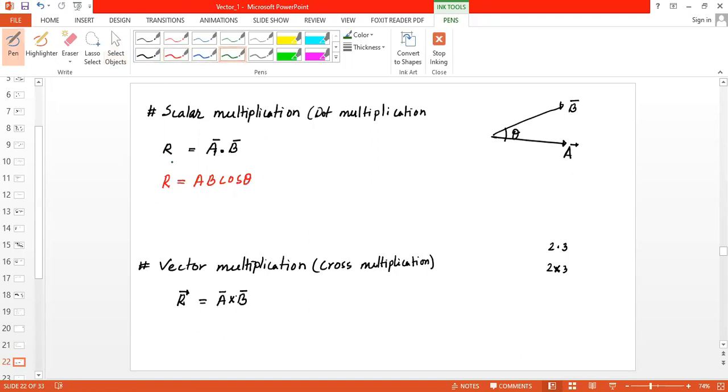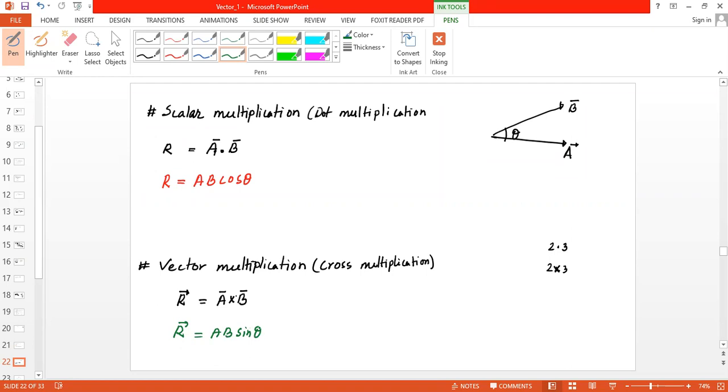But for cross multiplication, the product would be AB sine theta. That's the product of the magnitudes of the two vectors times the sine of the angle between them. But here, is the right-hand side a vector quantity or not? It is not a vector, because this is a scalar. A is a scalar quantity, B is a scalar quantity, sine theta is also a scalar quantity.